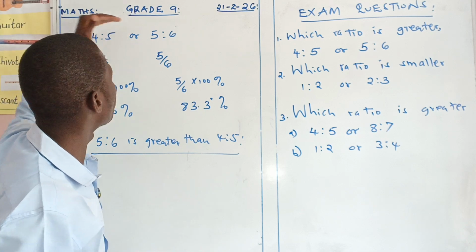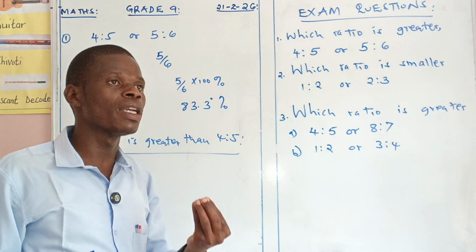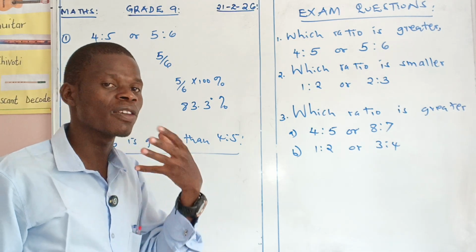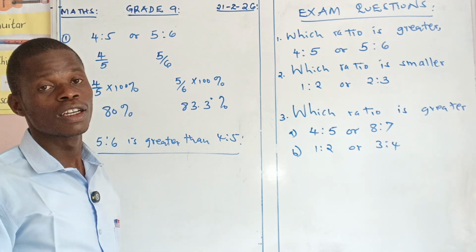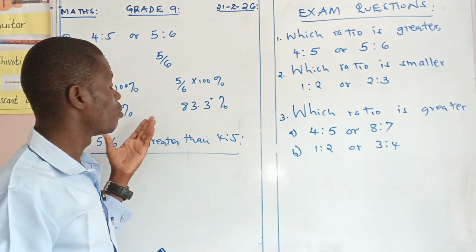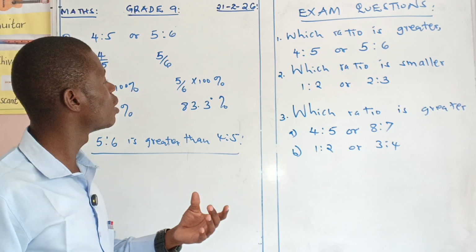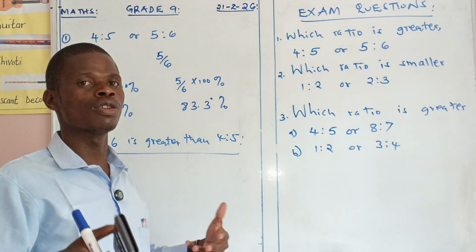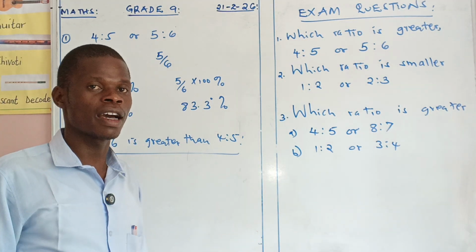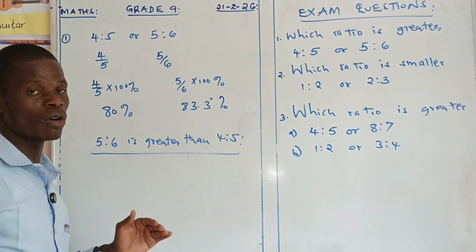You are comparing two ratios. Some people write them in decimals, but me, I prefer percentages, the simplest way, because percentages are very easy to understand. Even back in school, you were given 30%, 80%. Between 30% and 80%, you'll know which percentage is greater than the other. I'm very sure you are more familiar with percentages than decimals.